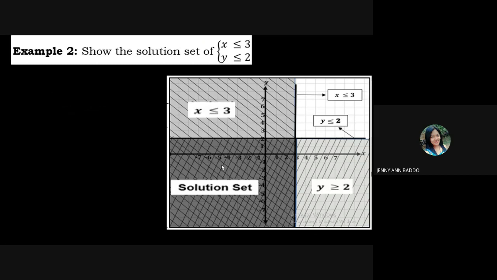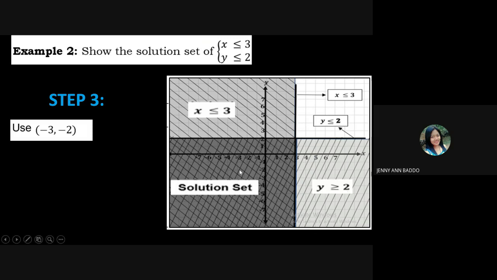Third step, we now have to pick a test point for the region to verify the solution. Using (-3, -2), we have this point. If we arrive at a true statement to both linear inequalities, then our answer or our solution set is correct.